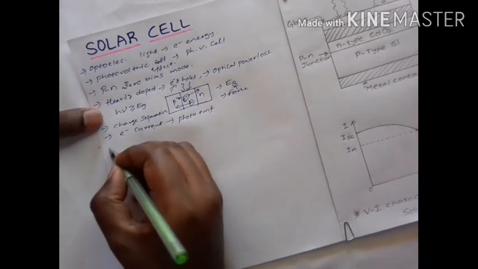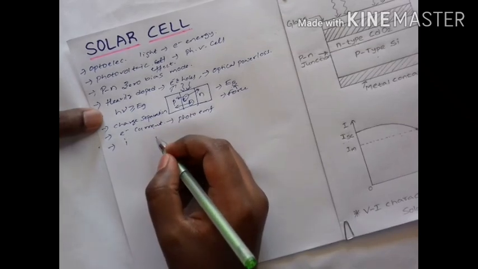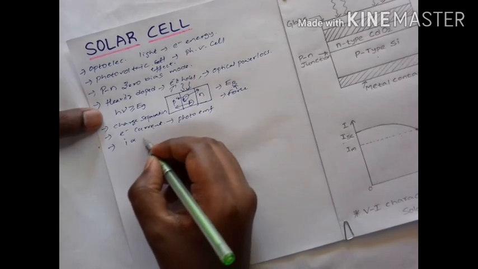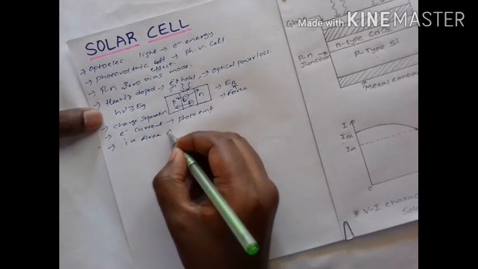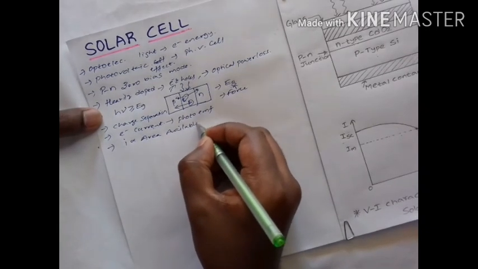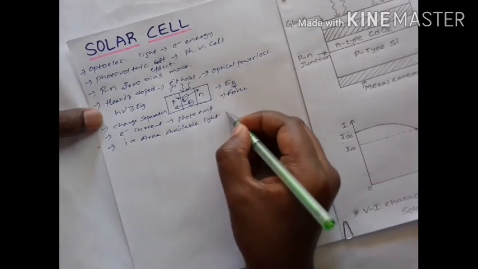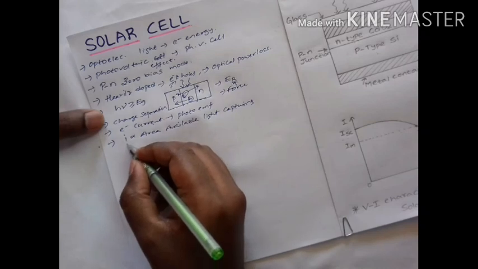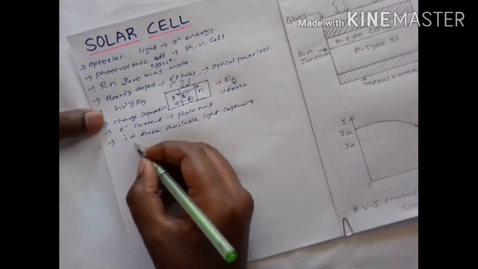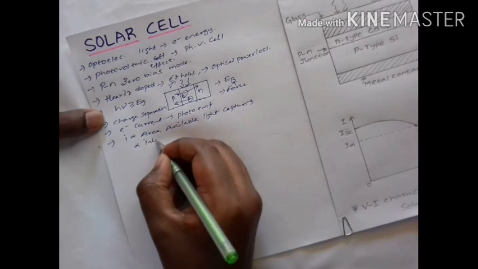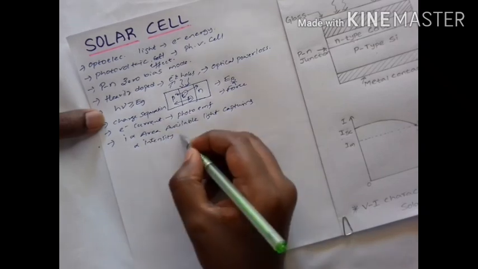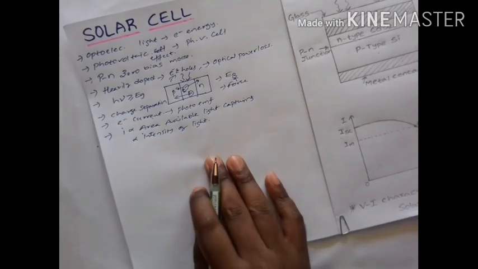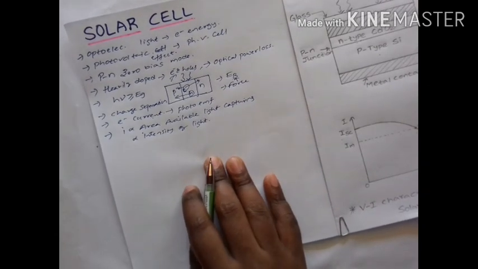This generated photoelectric current I is directly proportional to the area available for light capturing at the top surface, and at the same time this generated current is also directly proportional to the intensity of the incident light. So this is the working principle of solar cell.